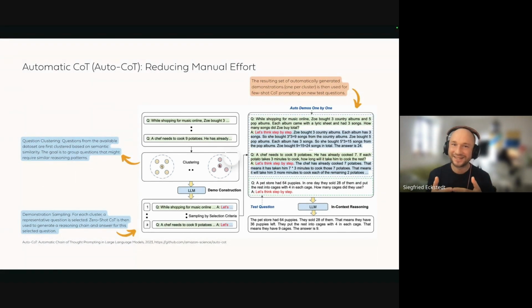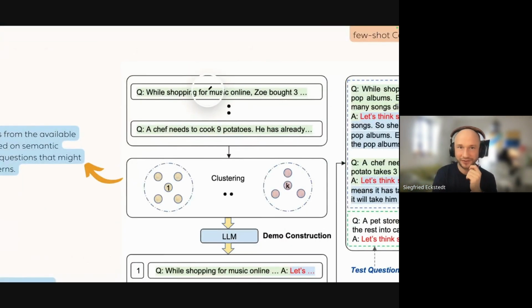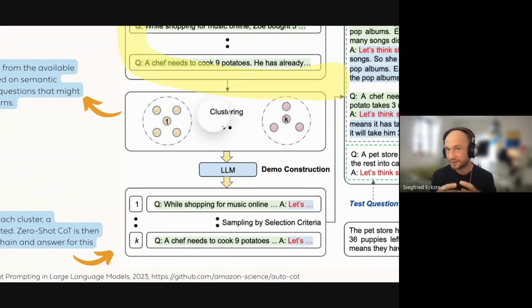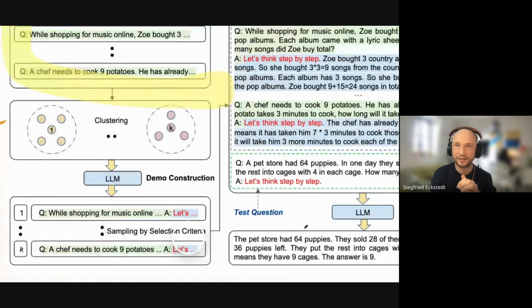The idea is, if you have a lot of questions, why don't you cluster the questions first? This is what is basically represented here. Cluster the questions first and pick a representative question from each cluster in order to create an answer for this. So we are still in this question-answer game. And it's also created here with the "let's think step by step" prompt.